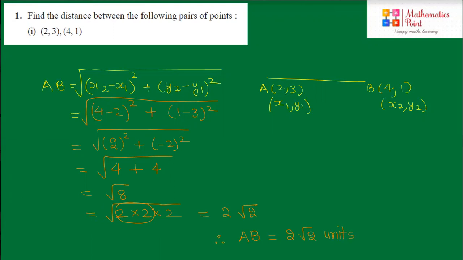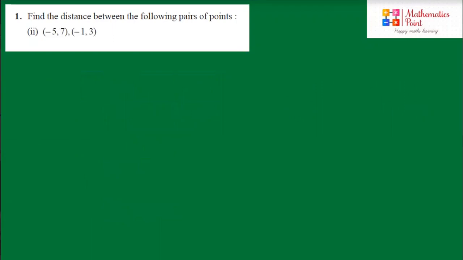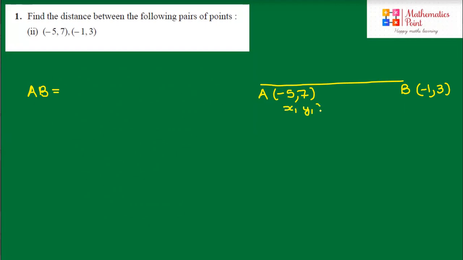Let us have one more example. Now see, here we are supposed to find the distance between these 2 points. So it is better to draw a line, give them the names A and B. So what is point A? Minus 5, 7. What is point B? Minus 1, 3. So again, for AB, we want to find out the distance. So this is x1, this is y1. And this point is x2 and this is y2.